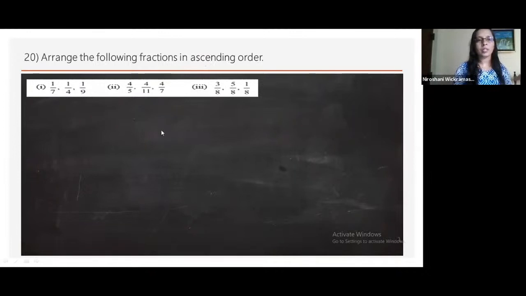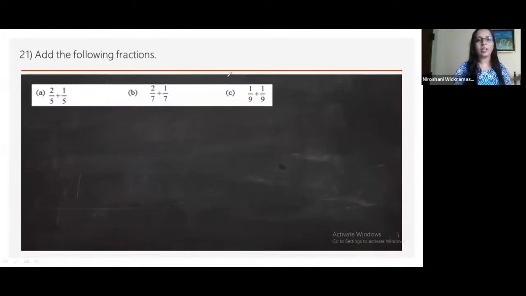Question number 21. Add the following fractions, addition. These are like fractions. Like fractions means the denominators are the same. 5 here, also 5. For them, we say like fractions. So addition of like fractions is easy because the common denominator is 5. So 2 plus 1. Answer is 3 over 5.